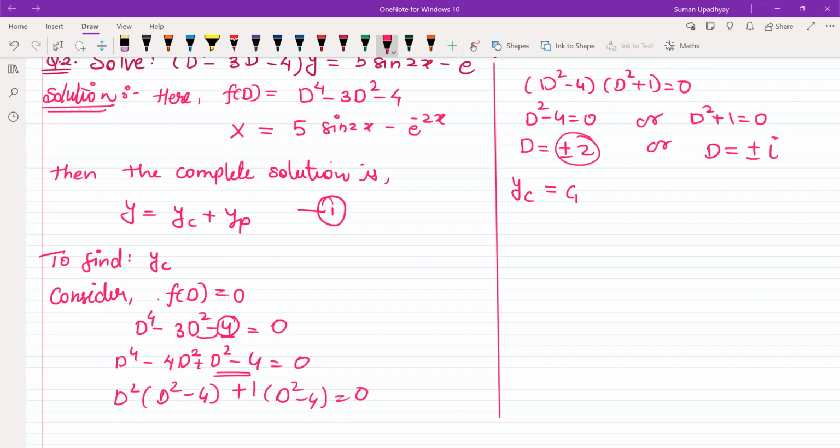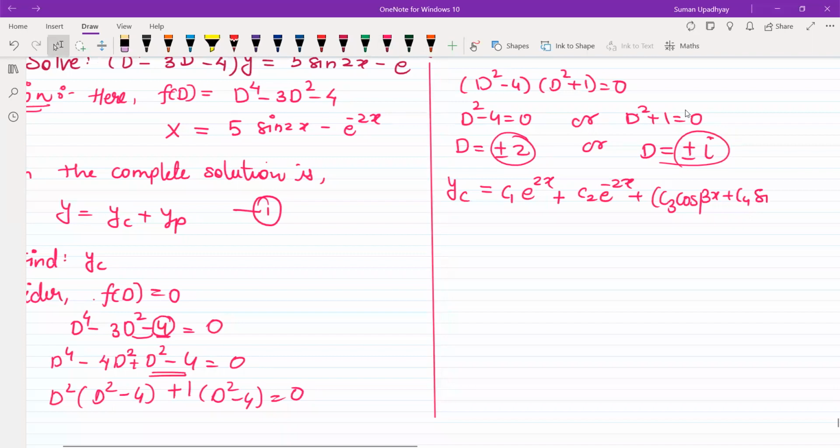Anyone else who knows the answer? E raised to 2x. Yes, Himanshu's answer is correct. E raised to 2x, plus C2 e raised to minus 2x. Very nice. So we take these two roots. Since the remaining roots are complex, what is the formula for them? C3 cos beta x plus C4 sin beta x, into e raised to alpha x, where alpha is the real part and beta is the imaginary part. So tell me alpha and beta here. Alpha 0, beta 1. Very good.